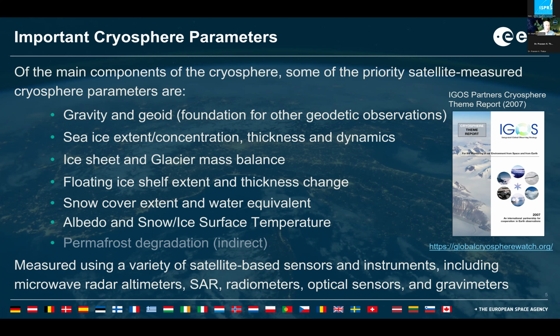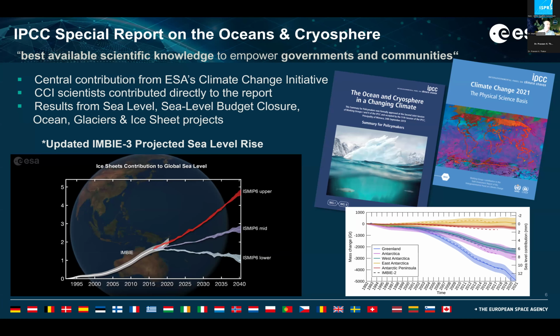And I'll come to the types of products that we put together using these combined sensors in just a moment. But first of all, the importance of the oceans and the cryosphere have been highlighted in the International Panel on Climate Change's report on oceans and the cryosphere. This was part of the 6th assessment report. This has highlighted the importance of climate change in the cryosphere and the polar regions.